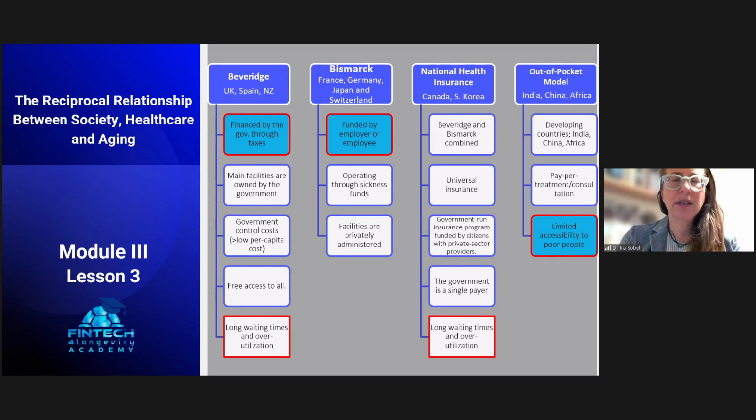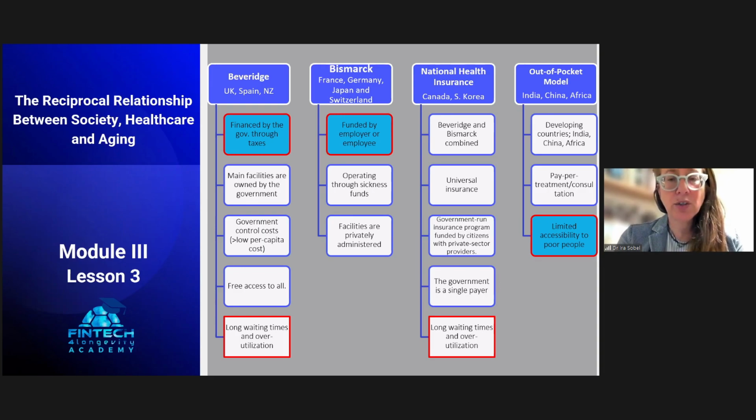The healthcare system in the US is complex and doesn't neatly fit into any single model. It contains elements of all four types: from the Beveridge model, from the Bismarck model, from the mixed model, and from the out-of-pocket model. For example, programs like the Veterans Health Administration provide care funded by the government, resembling the Beveridge system. At the same time, employer-sponsored health insurance is similar to the Bismarck system. Let's look at the mixed model.